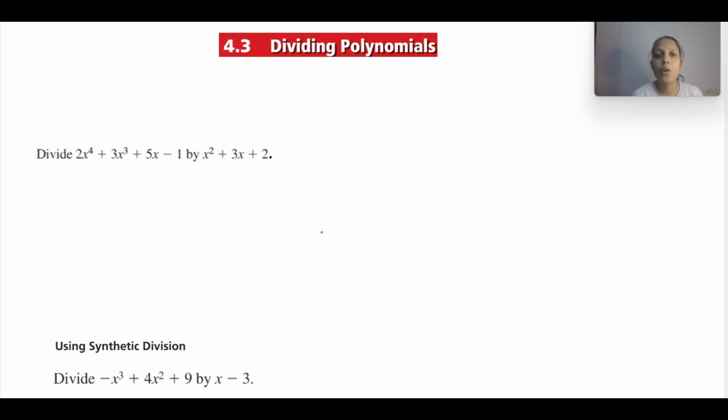Hello everyone, now we will start 4.3 dividing polynomials. In this chapter we will try to divide two polynomials. If I divide p(x) polynomial by q(x), there will be some remainder. Some remainder will be there, and then there's a quotient and then the dividend. So it's a mixed fraction form of two polynomials when they divide.